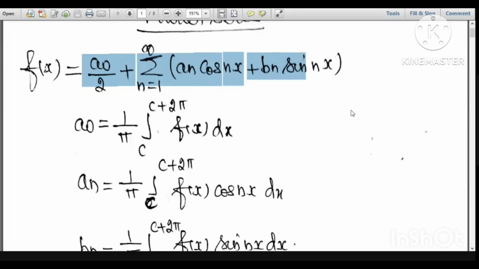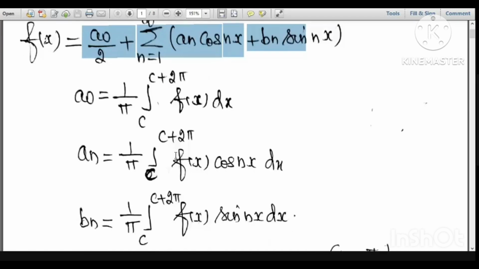So here a0, an, bn are the constants. Let us see how to find a0, an, bn. These are the Fourier constants. So a0 is equal to 1 divided by pi.